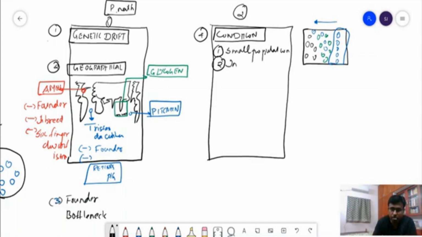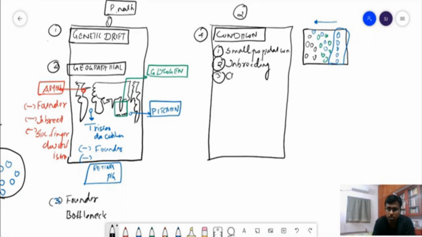Second is inbreeding. The example I gave was the Amish family. With the founder effect, they went to America, but they bred among themselves. Otherwise, other alleles of the gene could have easily come and removed this problem of six-fingered dwarfism. And inbreeding is also a problem in India, where caste people marry among themselves and families marry among themselves, thus creating genetic drift, with harmful mutations perpetuating in families.